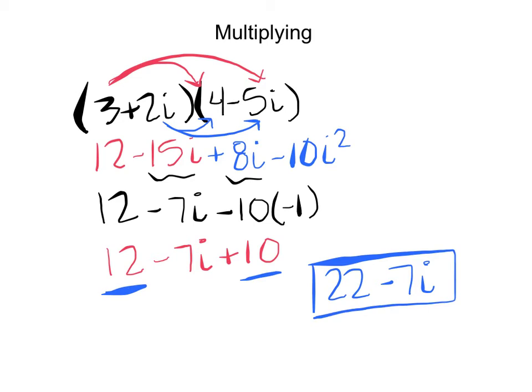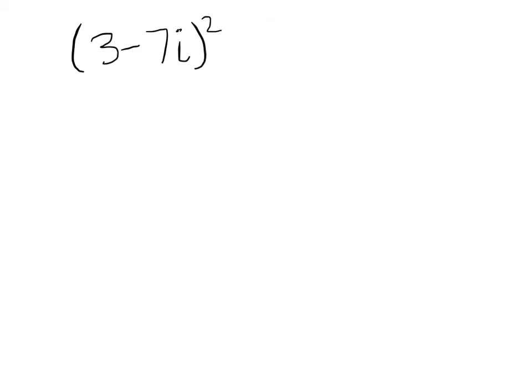So we used a similar technique to double distribution, but we needed to remember that i squared is negative 1 so that we could see what were the real components and what were the imaginary components. Let's try another couple of these. 3 minus 7i all squared. If you recall from our distribution videos, when you have a whole component squared, really it just means times itself again. So this is 3 minus 7i times 3 minus 7i. Now we can use distribution.